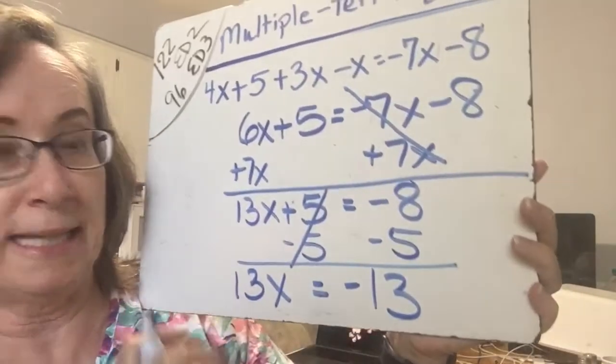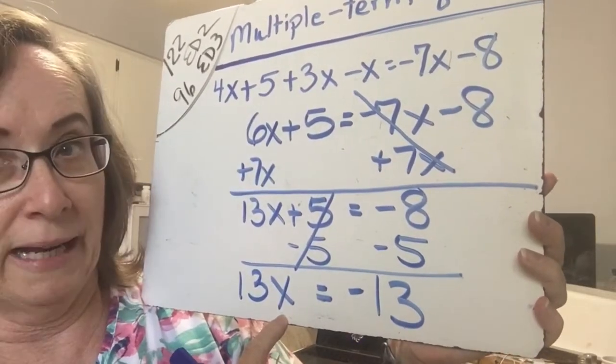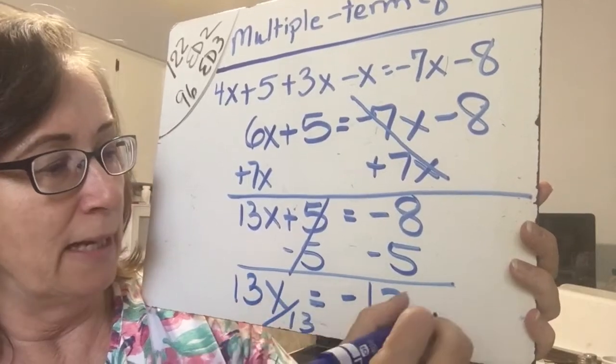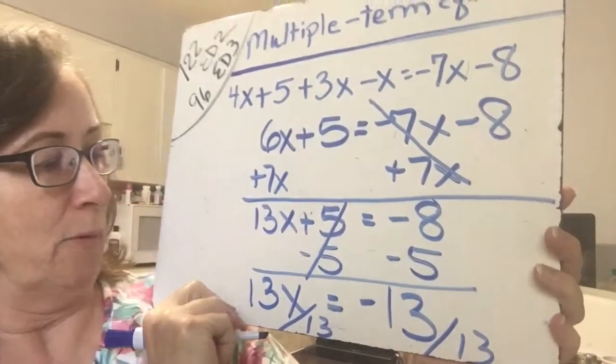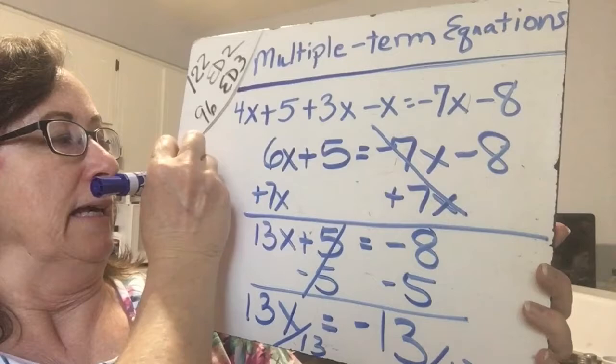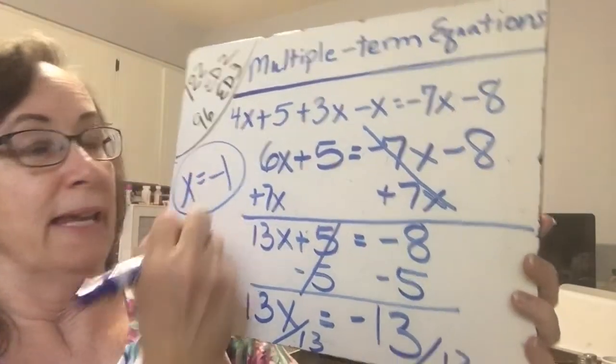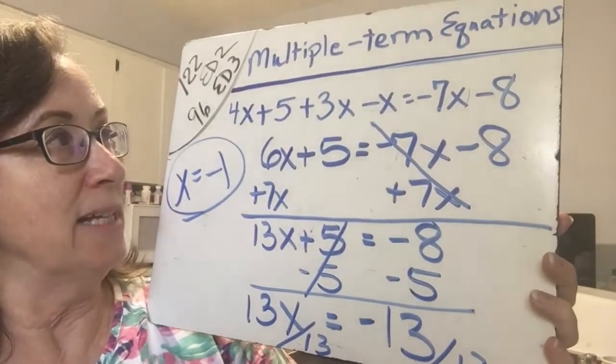Wow, that's pretty easy, isn't it? So now all I have to do is divide both sides by 13, divide by 13, divide by 13, and I'm going to get x equals negative 1. And x equals negative 1 is the correct answer.